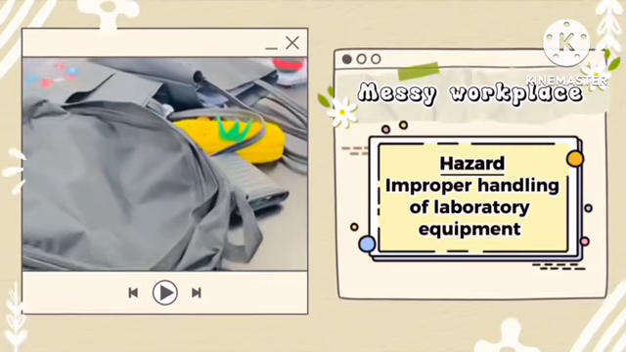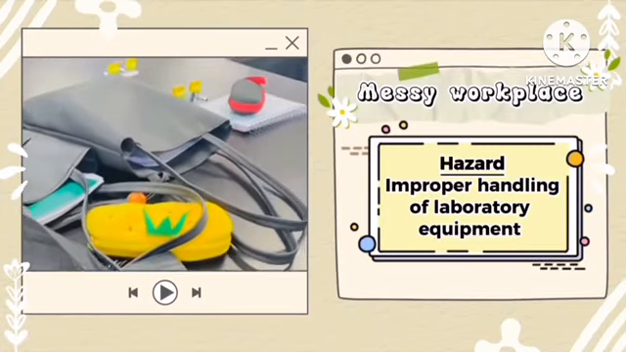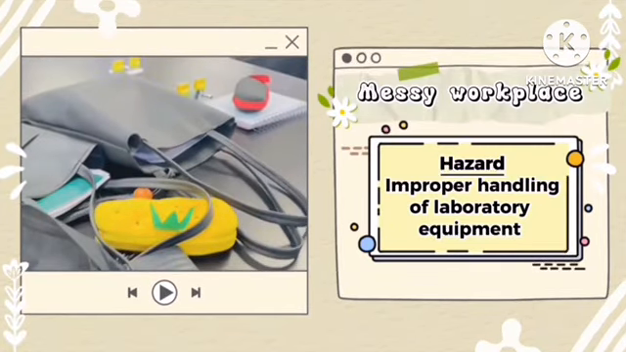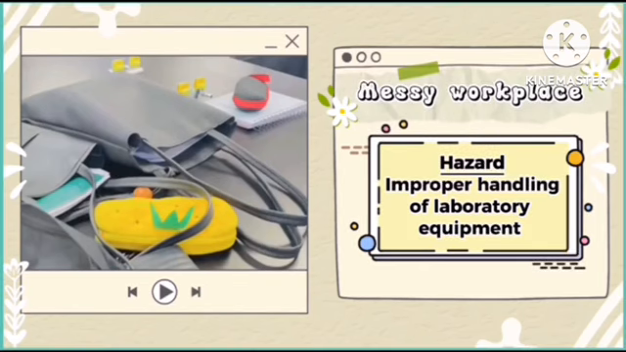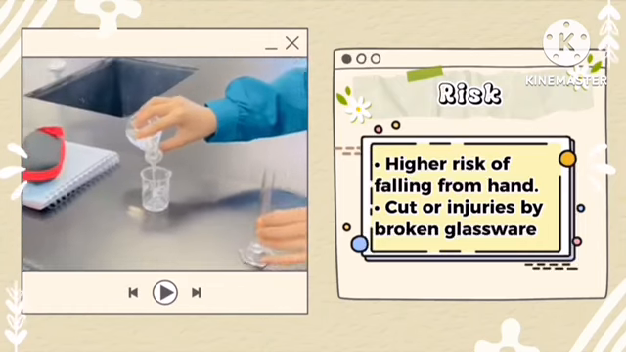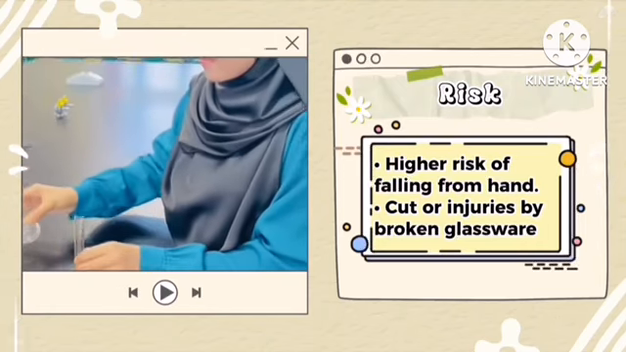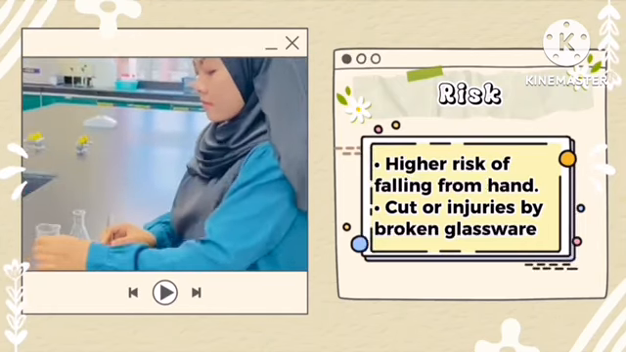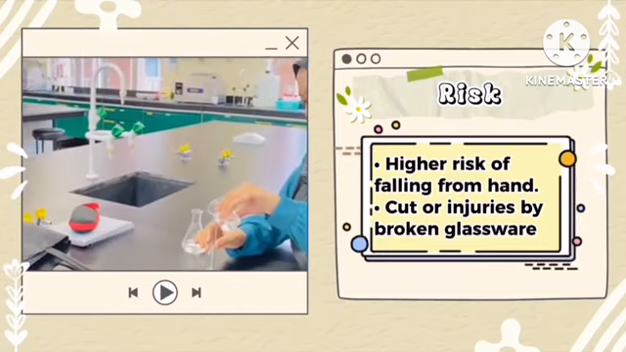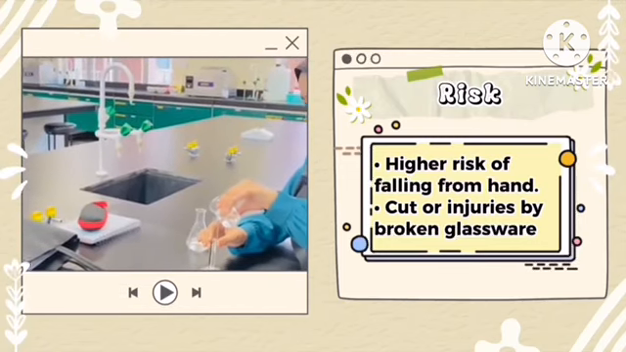Situation 1. On the bench, we can see the workspace is messy and disorganized. The identified hazard is improper handling of laboratory equipment. Based on situation 1, there is a higher risk of apparatus or equipment falling from hand, or the person might be cut or injured by broken glassware.